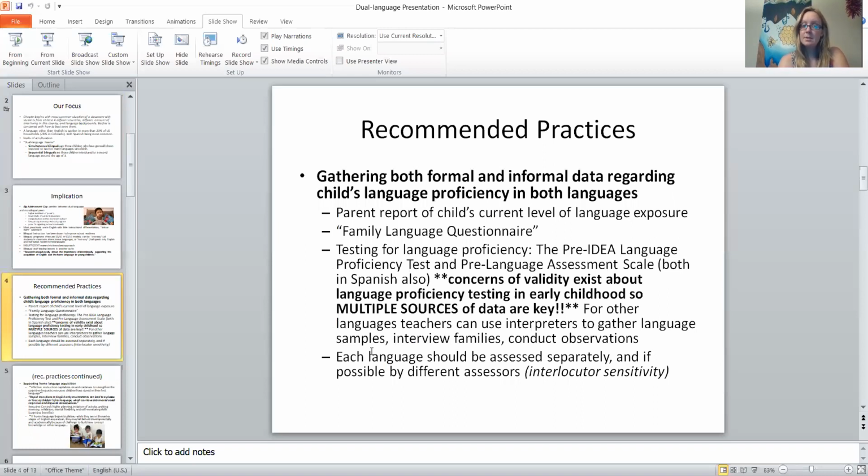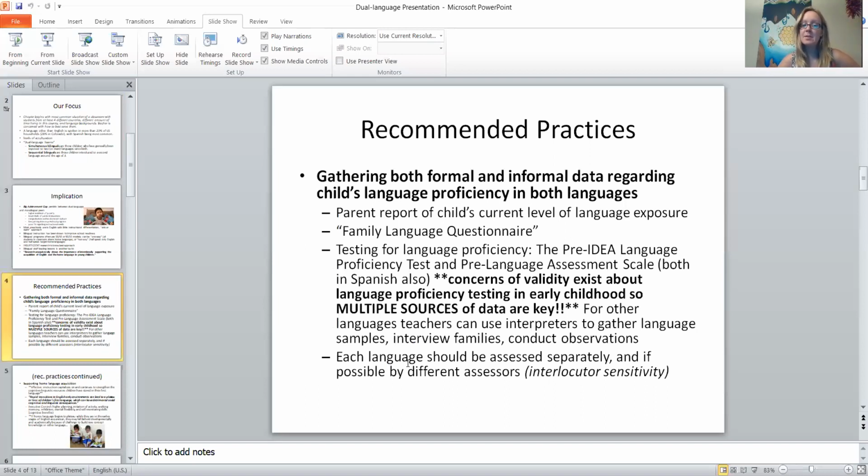They also mentioned testing for language proficiency, actual tests. So there's the Pre-IDEA Language Proficiency Test and the Pre-Language Assessment Scale, both of which are also in Spanish. But then I put 2 big stars of concern because there are concerns of validity that exist about language proficiency testing in early childhood. So multiple sources of data are really key. And then they put multiple sources in big, bold letters.